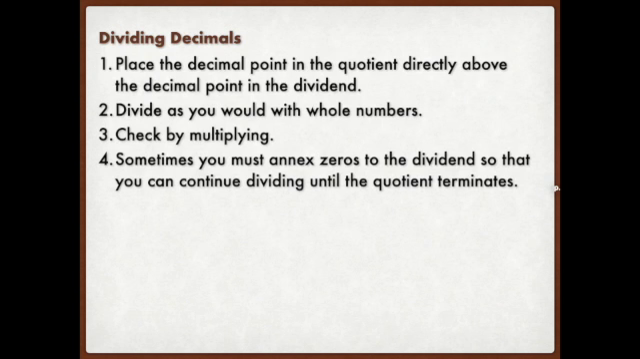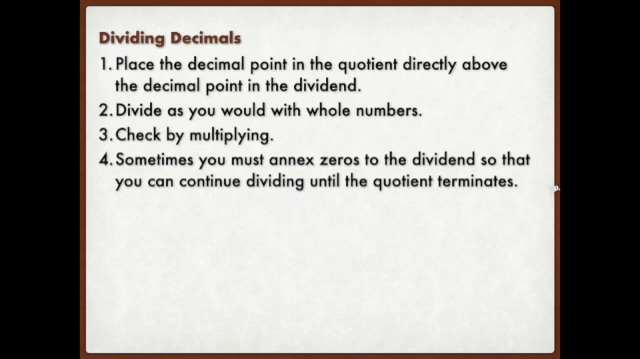Now there are 4 steps in dividing decimals. Number 1, place the decimal point in the quotient directly above the decimal point in the dividend. Remember, the dividend is what's being divided, okay? It's in the little division symbol, or the little division bar. Remember, you have to know these terms. That's why we memorize these terms, because when we get to a word problem like this, you're going to have to be able to recognize. So you need to know quotient and dividend.